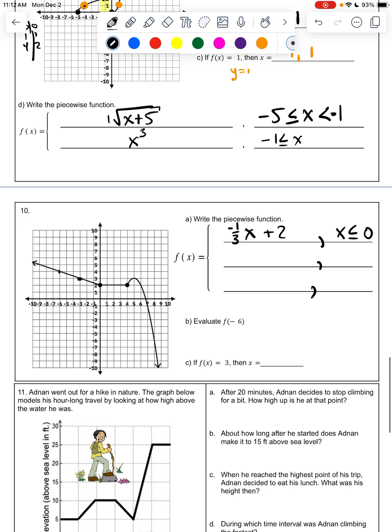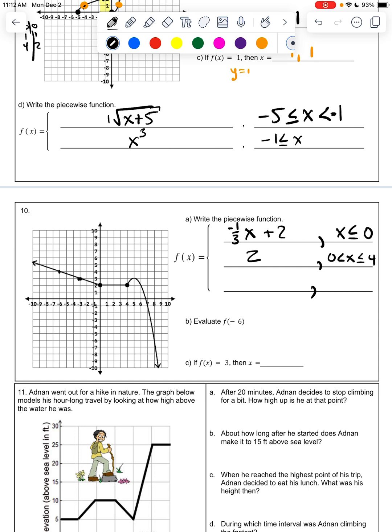Piece 2 is a constant function with a height of 2, and that's from 0. I already used x equals 0 in the first piece, so I'm not going to use x equals 0 again. Up to an x value of 4. Because it's a closed circle and it's continuous, I'm going to choose that one to be equal to.